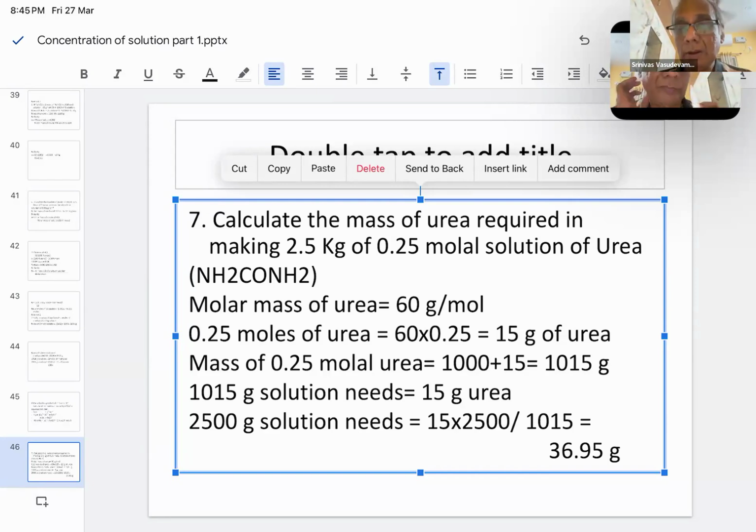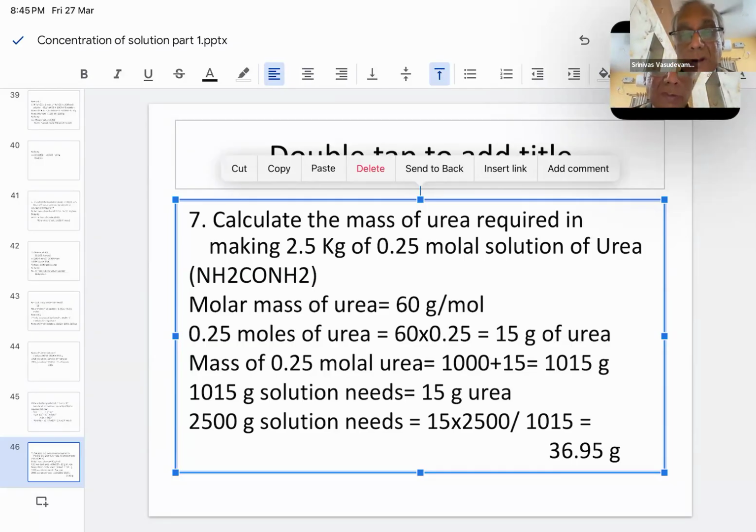So look at the definition. Molality means number of moles of solute in 1 kilogram of solvent. So I have taken 0.25 moles of urea. Find out what is the mass of 0.25 moles of urea. Molecular mass into number of moles. That will be the mass of 0.25 moles of urea. That is 15 grams. Find out mass of the solution.